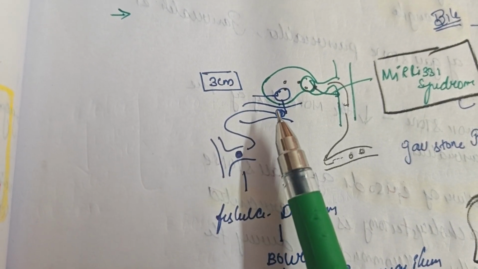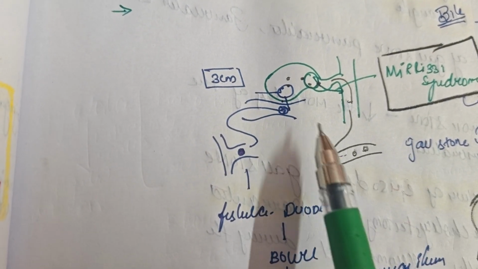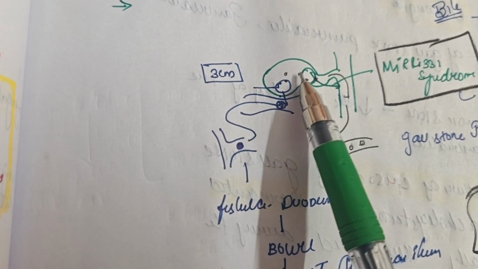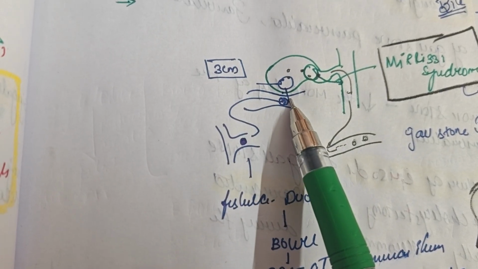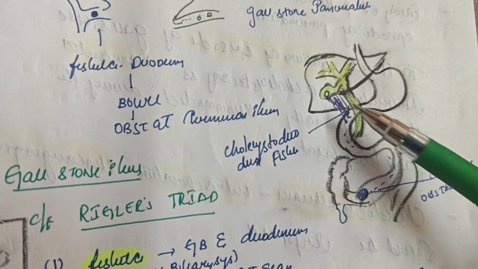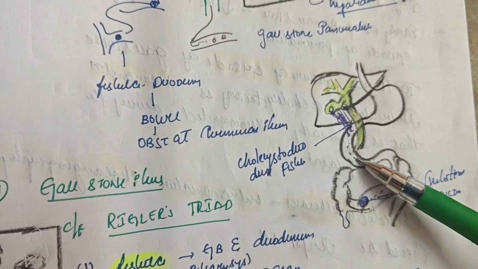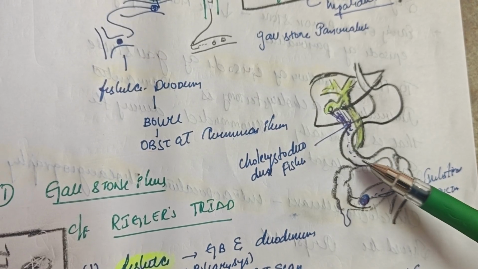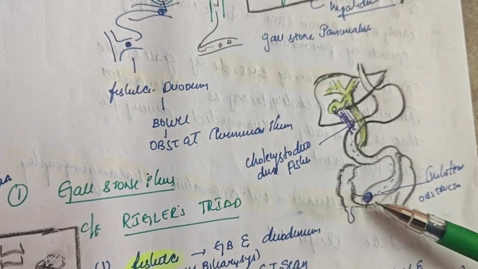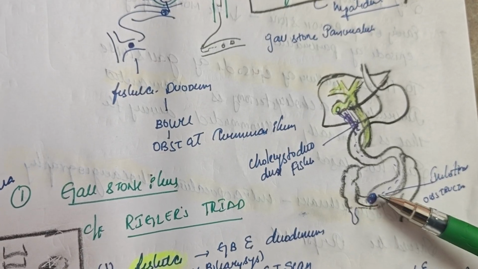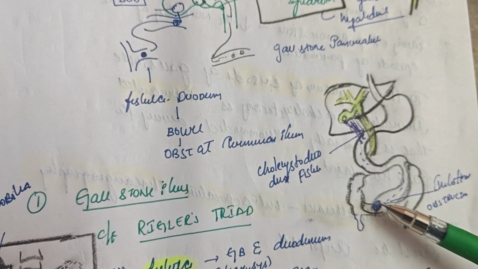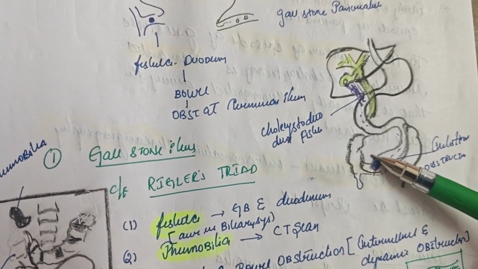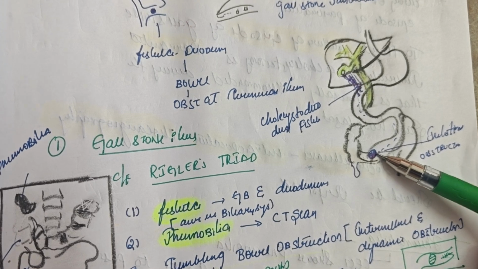Once it is adherent, it becomes a fistula. That means the stone passes from the gallbladder to the duodenum. Once the stone passes into the duodenum, it passes through the small intestine: duodenum, jejunum, then ileum. And you can see the stone gets trapped at the narrowest part of the ileum. Because of the trapped stone, you have got a triad.